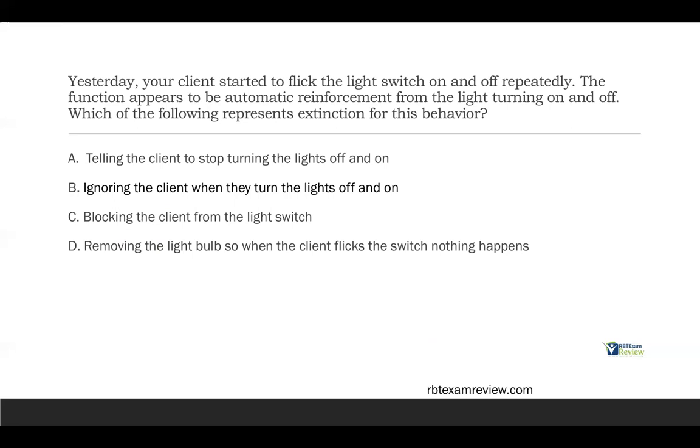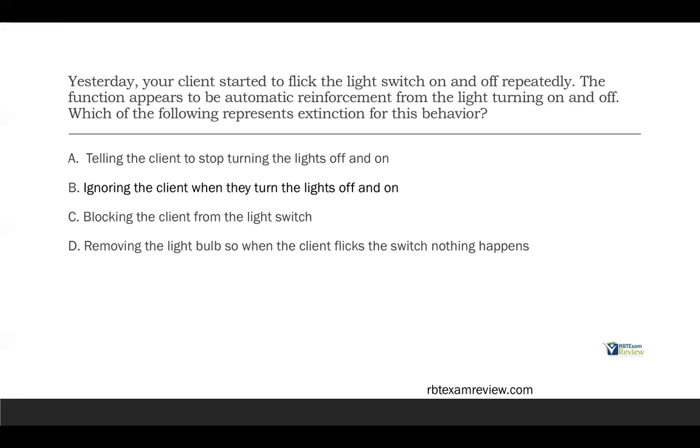C, blocking the client from the light switch. Okay, I mean, maybe temporarily, yes, you blocked reinforcement, but what are they going to do when you leave? Well, they'll probably just go right back to flicking the light off and on, right? Because that reinforcement is still available, okay? Just because you block them doesn't mean you've stopped the reinforcement, okay? Maybe temporarily, right? But once you're gone, the light switch is still there and the light is still there.